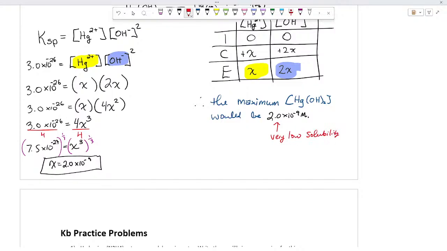You could work how many grams that is out if you wanted. Does that make sense? You could just convert 2.0 times 10 to the negative 9 moles of mercury hydroxide to grams.